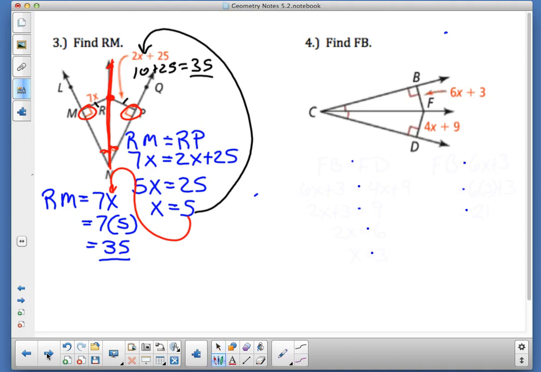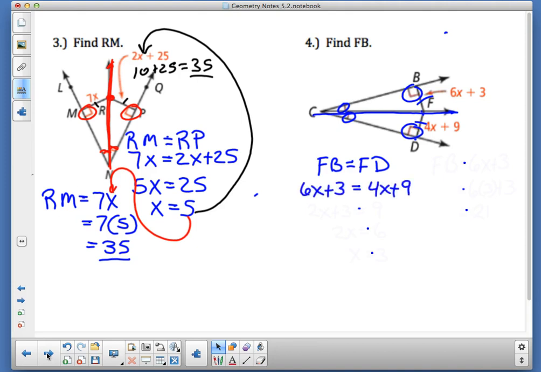Here's the deal. I've got congruent angles, and I've got an angle bisector here, so CF is an angle bisector. The distance from F to B and F to D, because these are perpendicular, must be the same, by the information we know about angle bisectors. Because of the information provided, I'm very confident to say that FB and FD are the same, and I can plug those in and solve for x.